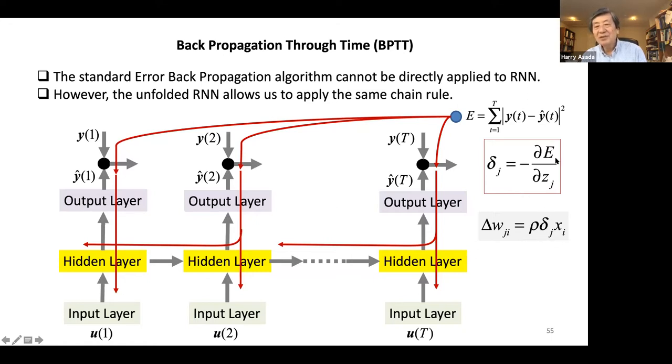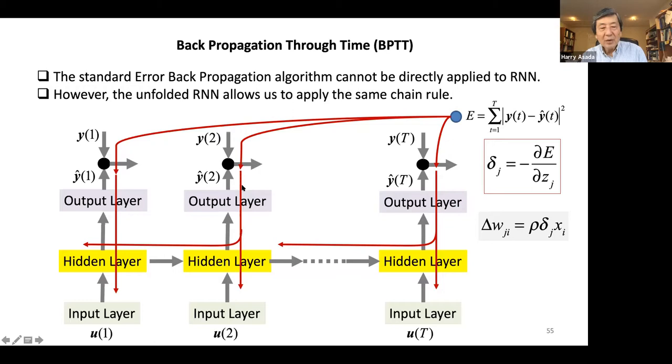Delta, the definition is this: partial E over partial z with a minus sign. So how can this one be computed? First of all, E is a summation of this, right? So some weights are involved here, and the way to change it is the influence only through channels, right? It has only one term associated with y hat t and y hat 2. So we can pick up only that part and go through this.